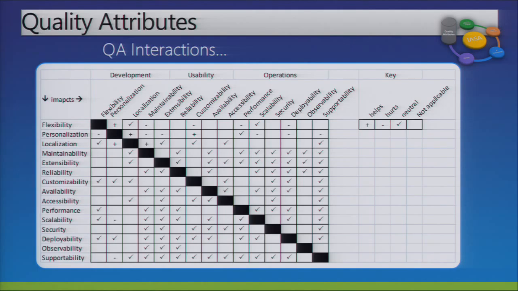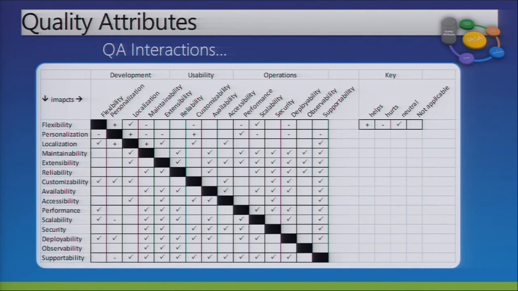So if I'm going for, let's say, customizability, I want to write an interface that's customizable. Well, if I want it to be personalizable as well, they're going to work against each other. And I have to realize that. But if I want to create something that's maintainable and localized, they're going to work with each other. So it's just a nice graph to have to understand the interactions of quality attributes.